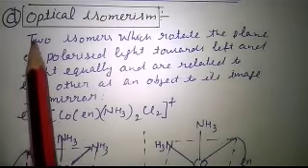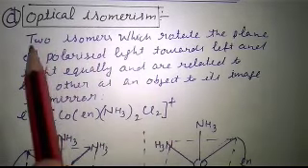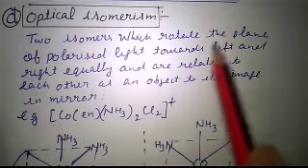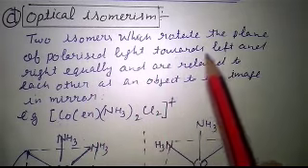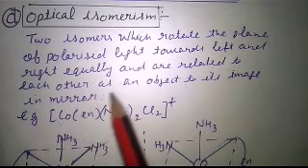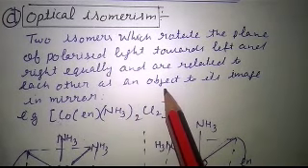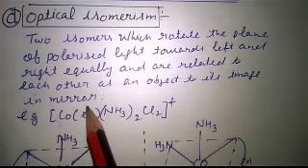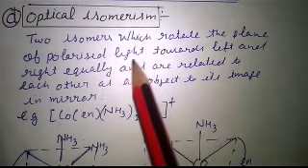Students, next isomerism is optical isomerism. The two isomers which rotate the plane of polarized light toward the left and the right equally and are related to each other as an object to its image in a mirror. This is called optical isomerism.